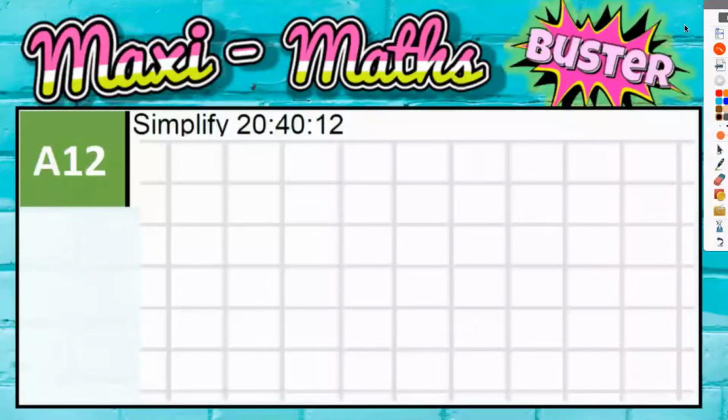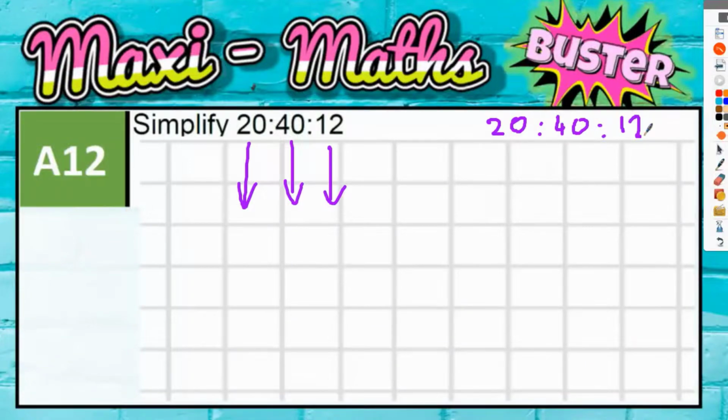Now, when you're simplifying a ratio, it's just like simplifying a fraction. You've got to divide all the numbers by the same number to simplify it. So what I encourage you to do is drop an arrow off. Now, I'm actually going to do this question twice, and you'll see why in a minute.